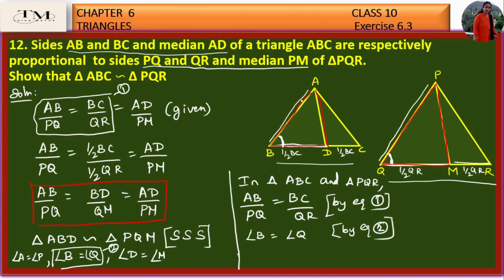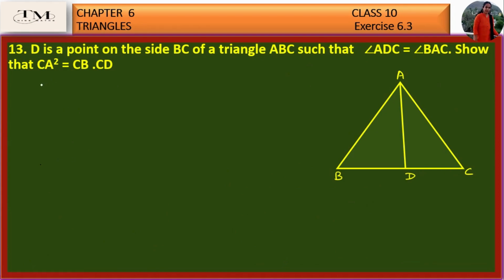So AB by PQ is equal to BC by QR. So the angle between them is B and Q. So these two angles are equal. Then we can say triangle ABC similar to triangle PQR by which criteria? Side, angle, side. Okay. So by this criteria, these two triangles are similar. So it is so simple. So moving on to the next problem, 13th one.